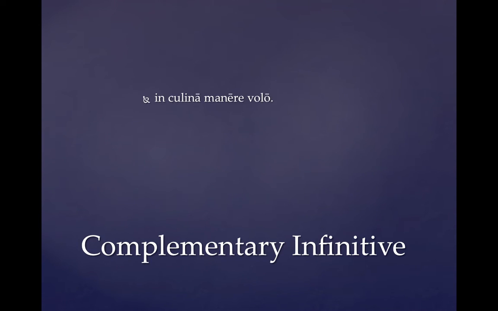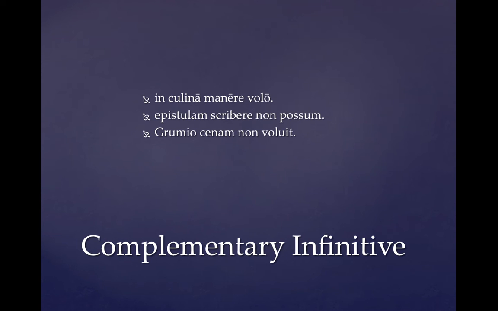All right, in Latin, in culina manere volo. I want to stay in the kitchen. Manere is your complementary infinitive. It's completing the idea of volo. Epistulam scribere non possum. I am not able to write the letter. To write is the complementary infinitive. Grumio canam non voluit. Grumio does not want dinner. Oh, ignore that. That's wrong.